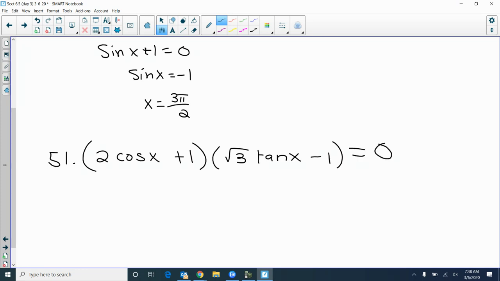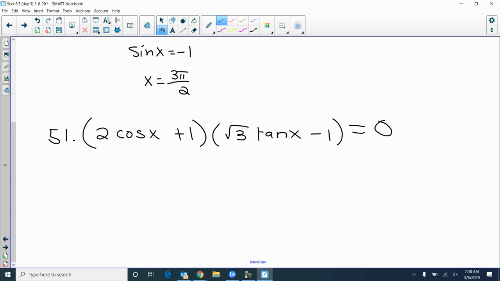You've got the two parentheses, and they're multiplied together. That's not 51, that's 50. 51 was cosecant x minus 2 times cotangent. So you just did the wrong problem. Okay, so you probably did this one right. Wrong problem.